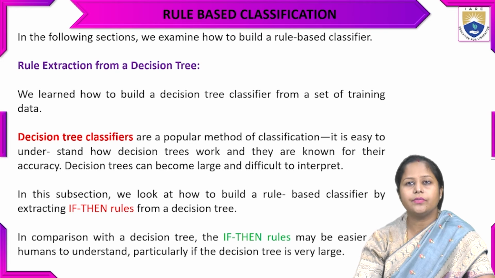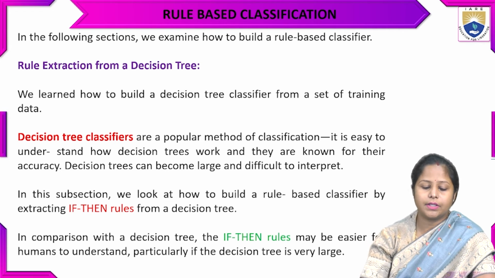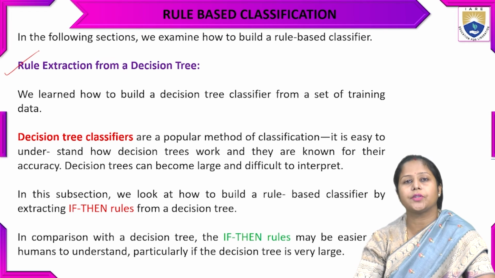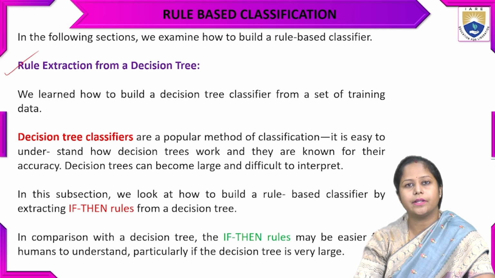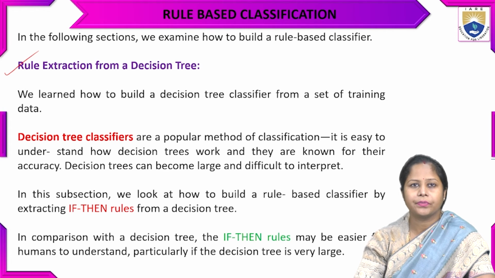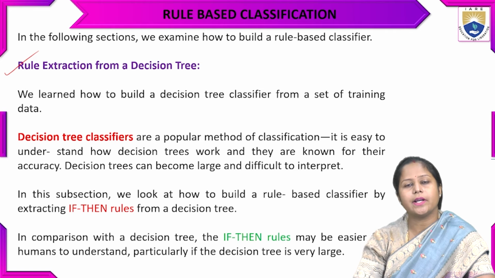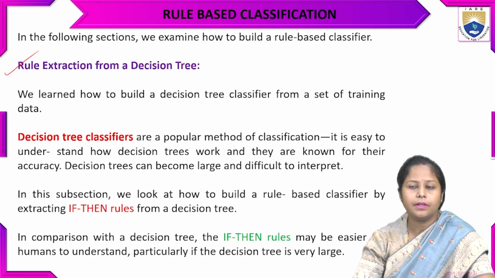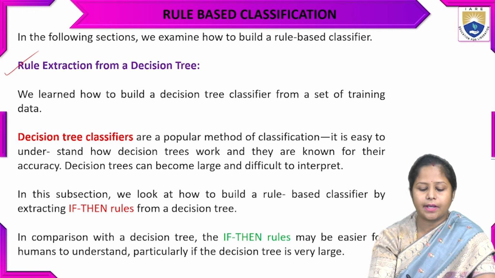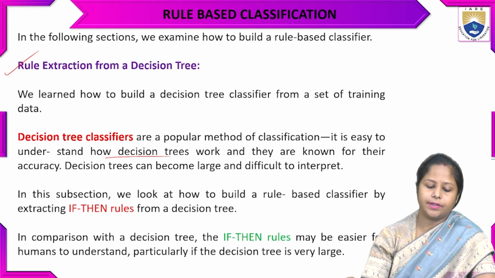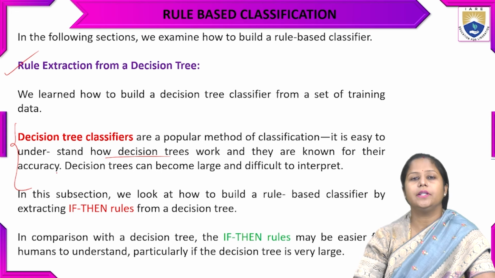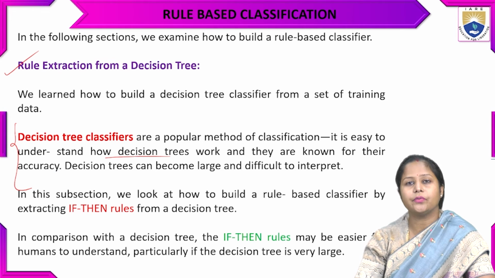In the following sections, we examine how to build a rule-based classifier. The second method is rule extraction from a decision tree. We learned how to build a decision tree classifier from a set of training data in the earlier course. Decision tree classifiers are a popular method of classification. It is easy to understand how decision trees work, and they are known for their accuracy, right? So the decision tree is widely used for classification.